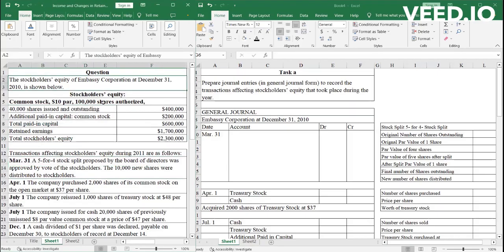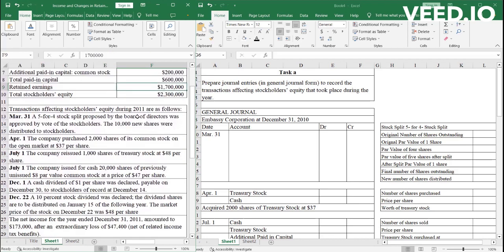The question we are given is that there's a company, Investing Corporation, and on December 31st, 2010, their stockholders' equity is available. We know that they have $10 par value, 100,000 shares authorized, not outstanding. Authorized shares are all those shares that they can issue but have not issued yet. So 40,000 shares are issued and outstanding. We also know that the retained earnings at the end of 2010 is 1.7 million.